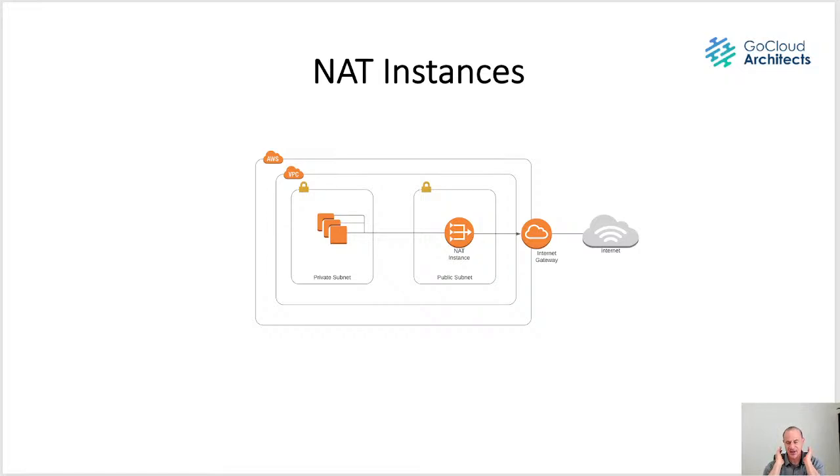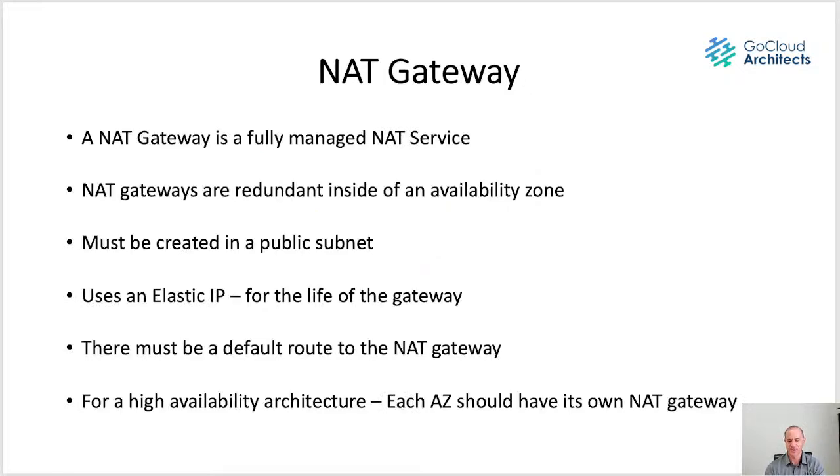So egress only internet gateway, outbound only, and return traffic back for IPv6. NAT instance is the old way to do egress only internet traffic for IPv4. The new way to do egress only internet traffic for IPv4 with AWS is to use something called a NAT gateway. A NAT gateway is a device that provides egress only internet access for IPv4.